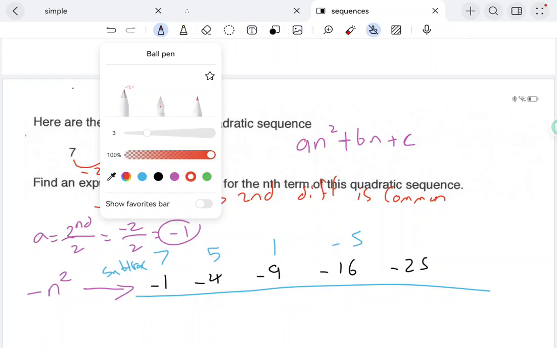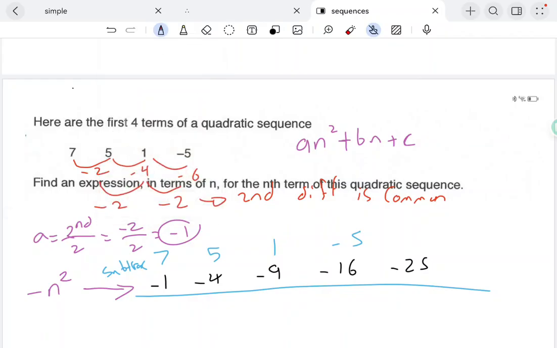So 7 minus negative 1, that's going to be 8. 5 minus negative 4, that's 9. 1 minus negative 9, it's going to be 10. Negative 5 minus negative 16, it's going to be 11. And this is going to be 12 for sure without even doing it. Oh, my bad. I did not get a common difference. So that means there is Bn. How will I find Bn? It's a linear sequence, guys. Look, every time I add 1, I add 1, I add 1, I add 1.